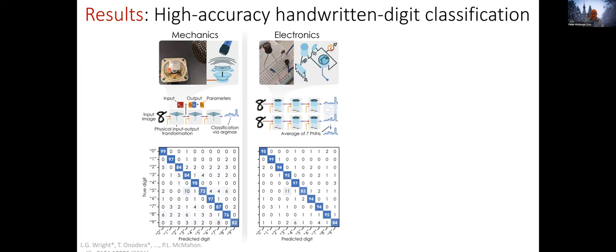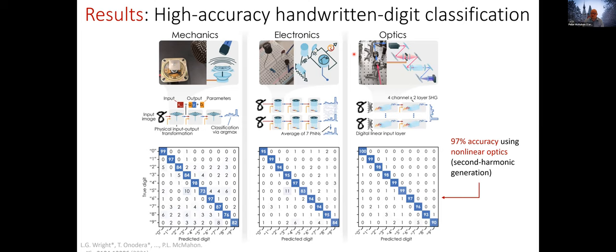We also did it with a very simple electronic oscillator, which was an RLC oscillator with one transistor added in to provide nonlinearity. And this can also be made to work using the same procedure. And then finally, our nonlinear optical setup that I showed you two slides ago, we also applied this to performing handwritten digit classification. In this case, we can also get it to work, and for this particular choice of architecture, for this task, we're able to achieve 97% accuracy.